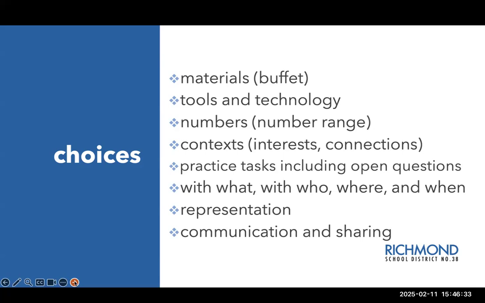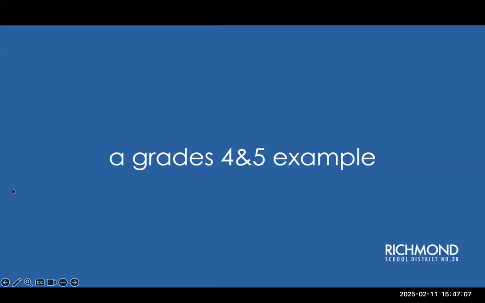The context, choice of context connected to their interests or connections. And that's where problem posing and storytelling can come in, students connecting mathematics to their own interests or daily life. The practice tasks, to include open questions in those, not always closed questions. So what different ways can you solve this? What are all the different ways you can represent this number? Are open questions. Providing choices with what, with who, where, and when students are doing math, the representations, and then how they communicate and share. So I have one example here that I'm going to share.